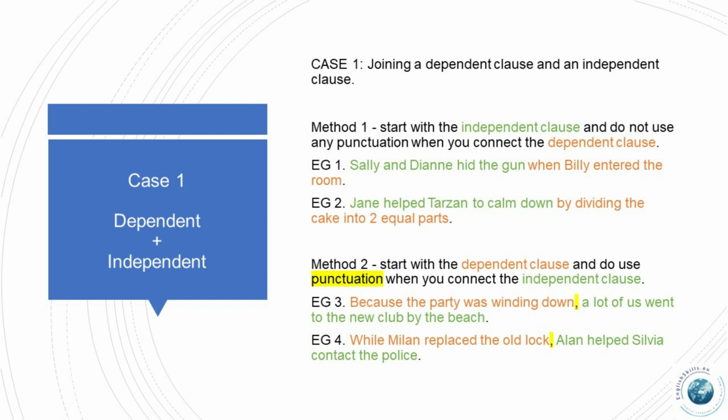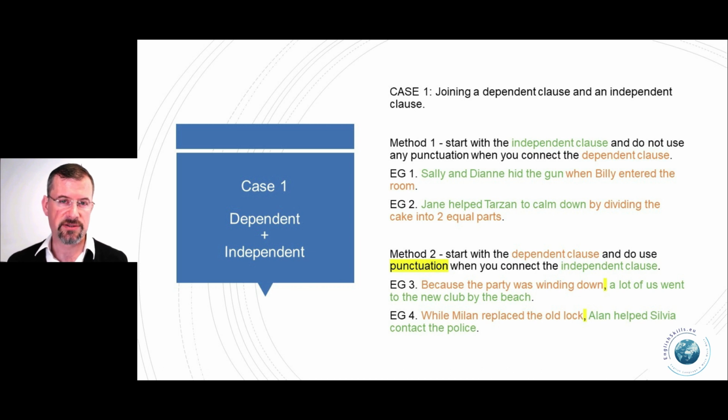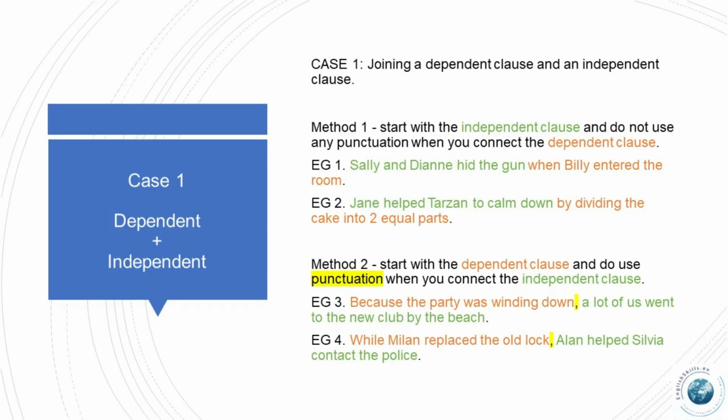Method 2. Start with a dependent clause and do use punctuation when you connect the independent clause. So in a way, it's almost the same as when we had the conditionals, remember? If you start with the if clause, you then use a comma and then you use the result clause. But if you start with the result clause, you don't use a comma before you put the if clause. Think of it in those terms.